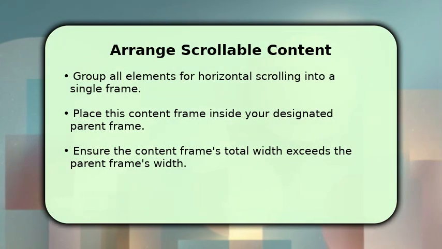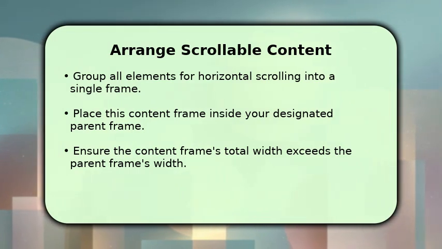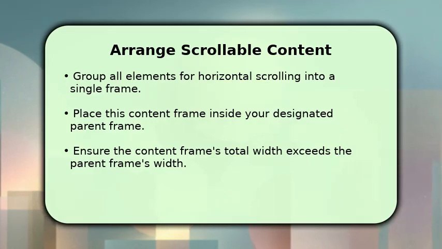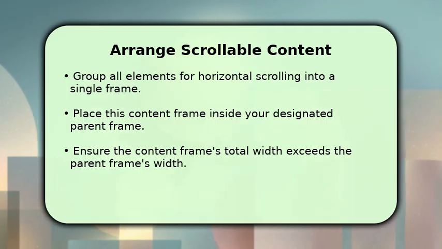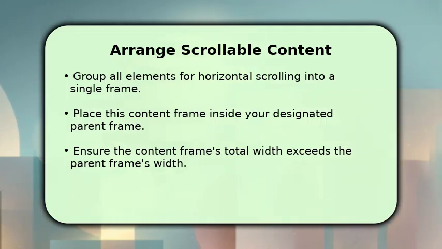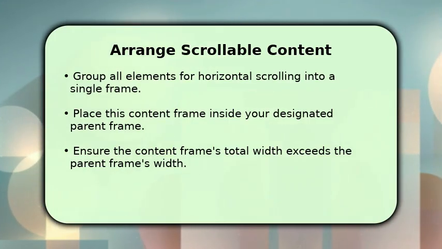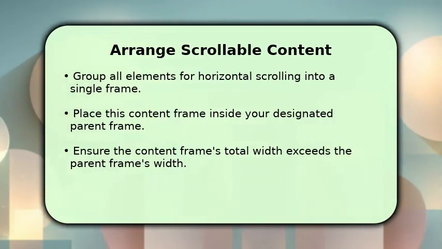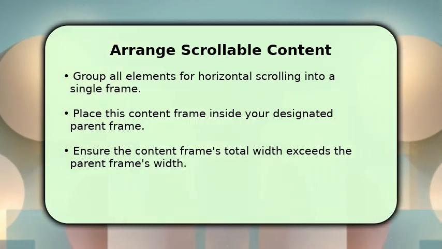Next, arrange all the elements you want to scroll horizontally. Group these items into a single, larger frame. This content frame will hold all your images, cards, or text blocks. Position this entire content frame inside your parent frame. It is vital that the content frame's width is greater than the parent frame's width. For instance, a content frame of 1000 pixels within a 375 pixel parent frame allows for significant scrolling.